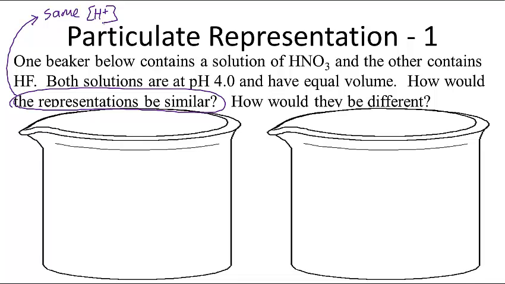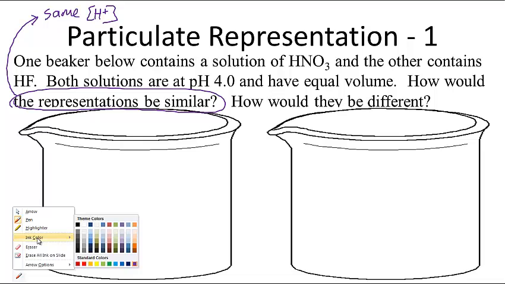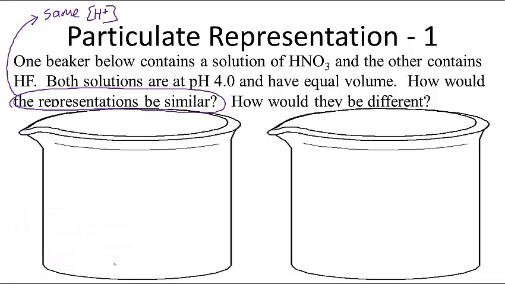Now to get the same concentration of H+ in a solution of HNO3 and a solution of HF, how would they have to be different? All right, there have to be different concentrations of the two acids. In particular, which one would we need to dissolve more of to make a pH of 4, HF or HNO3? All right, so the answer is HNO3. Why?